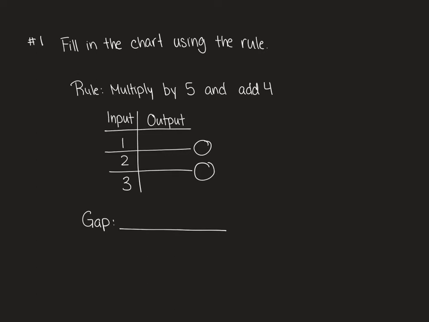So, if our rule is multiply by 5 and add 4, then to figure out our input is 1, we need to multiply it by 5, so that's 5, and then add 4, so that gives us 9. So that's how we figure out our input for the first question. Then we need to do the same thing. We take our input and we follow our rule. Multiply by 5, so 2 times 5 is 10, and then we add 4. So that gives us 14.